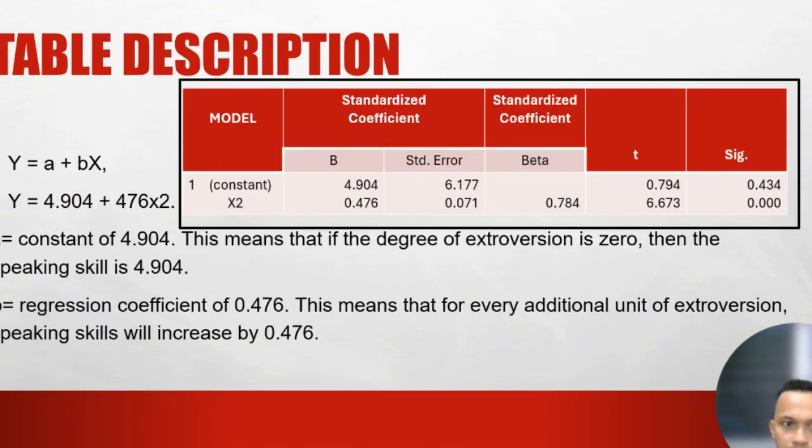Okay, next. The table of description here. I think it's already clear here. A and B, a constant of 4.904. This means that if the degree of extroversion is 0, then the speaking skill is 4.904.